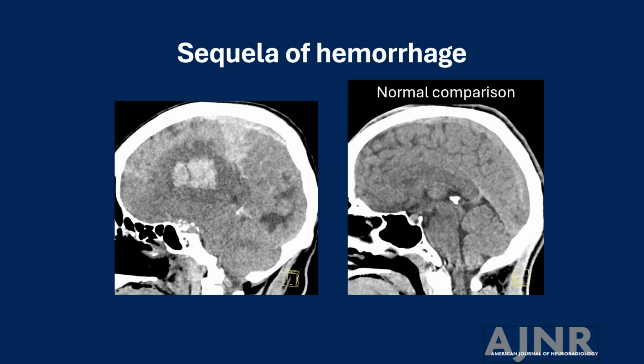On the same patient, we can see that compared to a normal patient, there is effacement of the fourth ventricle, as well as other extraaxial spaces in the posterior fossa. This is an example of downward cerebral herniation.